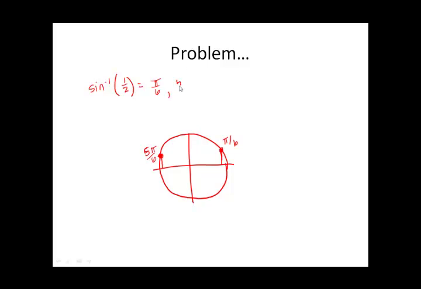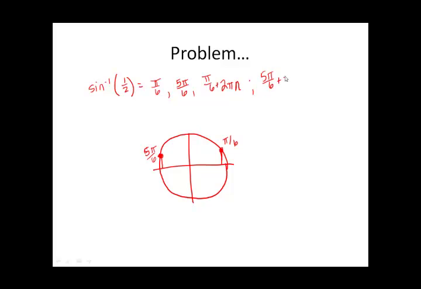And once again, in order to be a function, we can only have one output for every input. And not only that, but I could go around the circle again. So pi sixth plus 2 pi would also be another solution for something with the height of 1/2. And not only that, I could go around as many times as I wanted. Same thing with this 5 pi sixth.